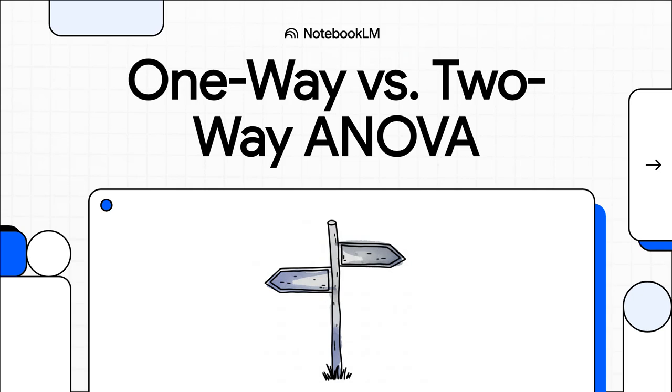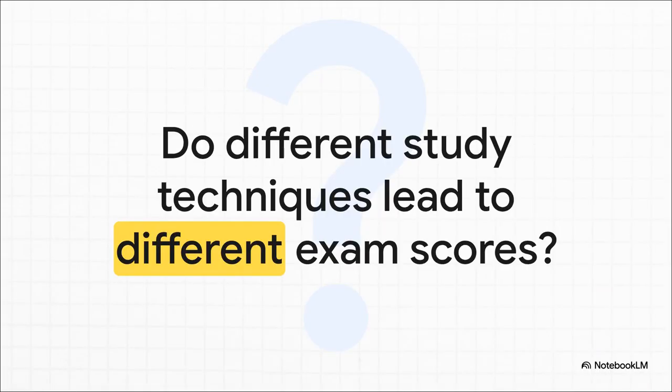Have you ever looked at data from a few different groups and just wondered, is the difference I'm seeing real or is it just random noise? Well, today we're going to demystify ANOVA, a super powerful statistical tool that helps you find a real, confident answer. Let's break it down. So, let's make this real.